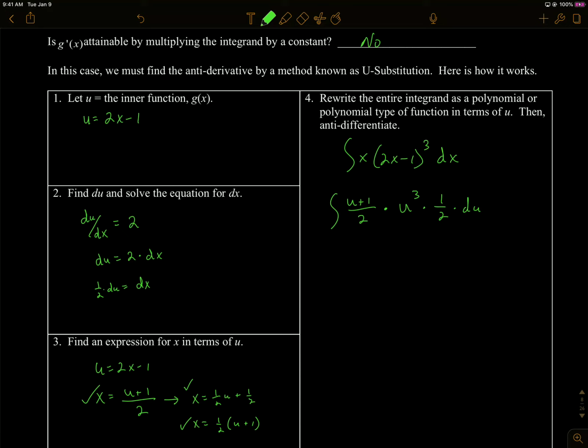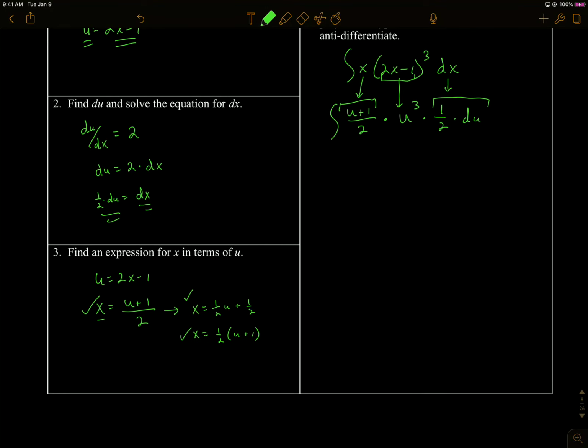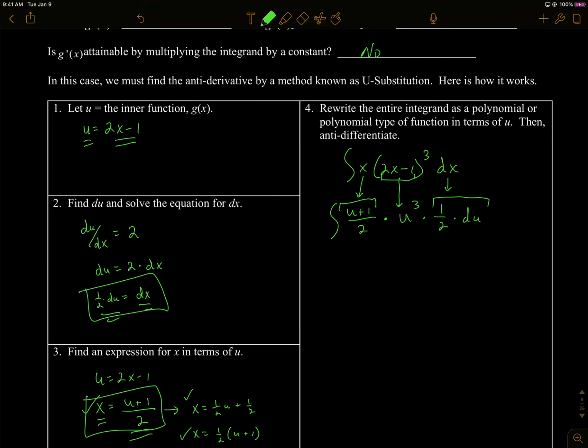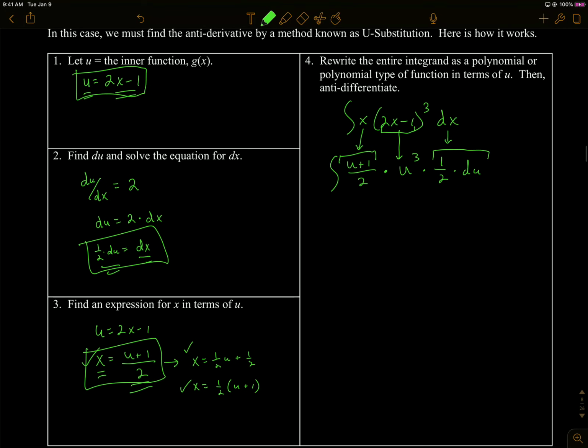So the x, I plugged in this part. The 2x minus 1, I plugged in u, so u to the third. And then dx, I replaced it with what it's equal to. dx is equal to that. That's where I got that from. My u is equal to 2x minus 1, and my x is equal to that. So I used this, this, and this. That's our method. Always going to be the same thing.